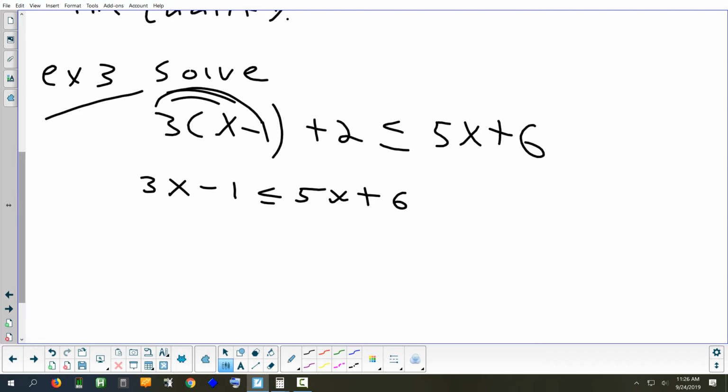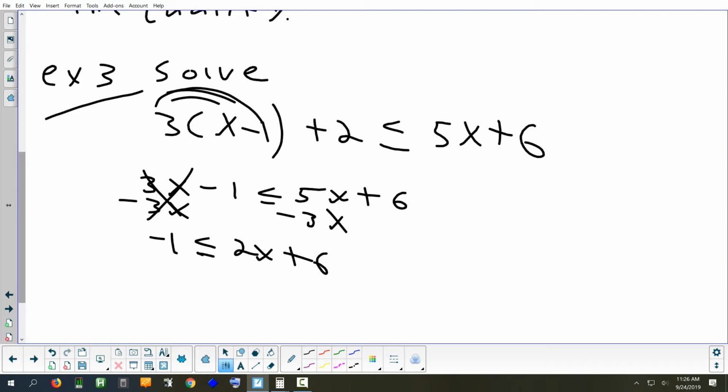What would be the next thing I could do here? You're not sure? Well, you have a couple options. Eventually, we want all the variables to be where? On one side, right? So we could either take the 3x and put it over on the right, or the 5x and put it on the left. So you put the 3x on the other side. Yes, and how would you move it to the other side? Subtract it. So minus the 3x gives me negative 1 is less than or equal to 2x plus 6.